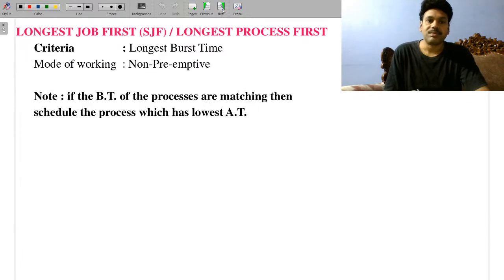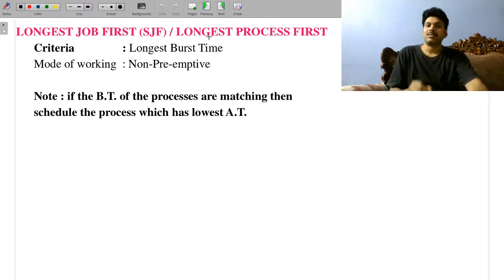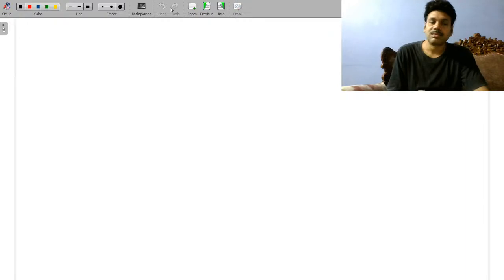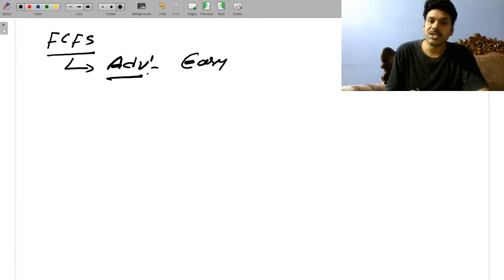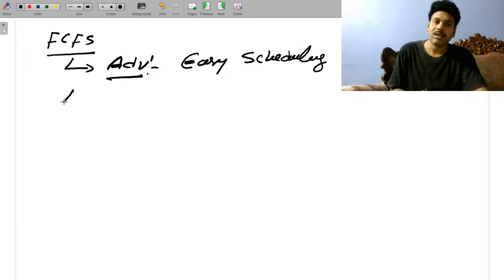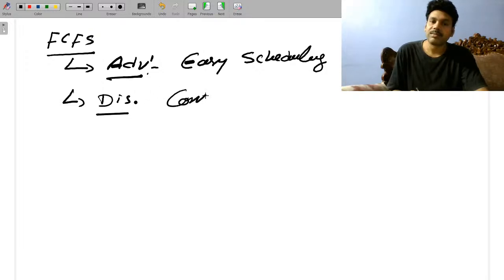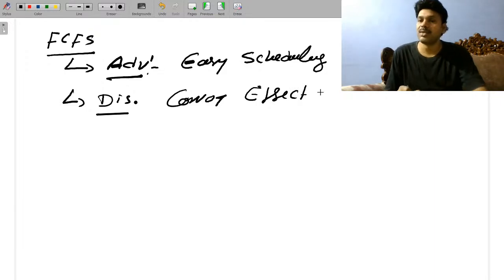Now come to LJF. Before LJF, first let us understand a few things. FCFS advantage: what is the FCFS advantage? It is an easy scheduling algorithm. The disadvantage we understand is the convoy effect, but it is not starvation. Please understand the difference between convoy and starvation.